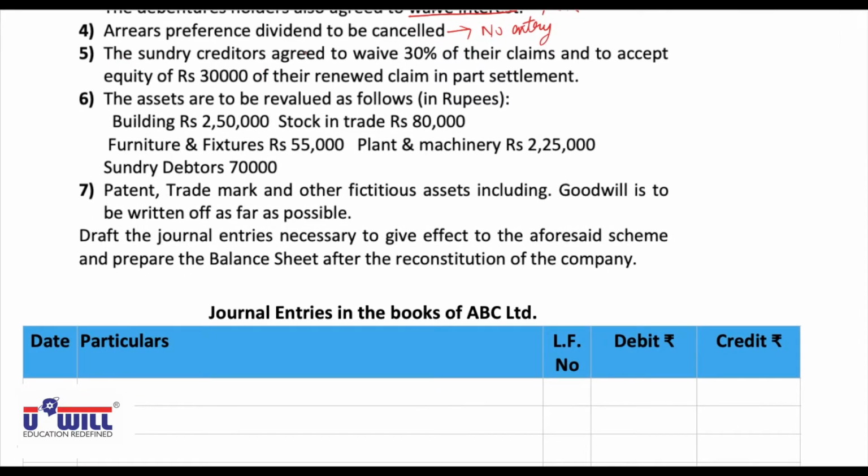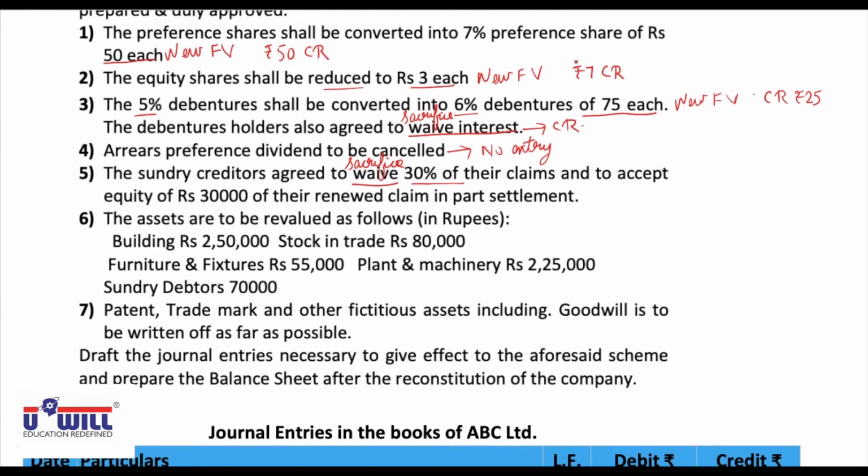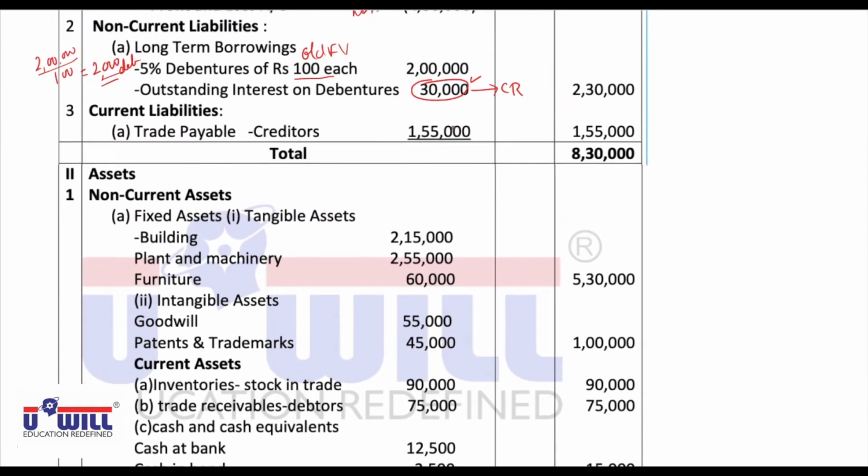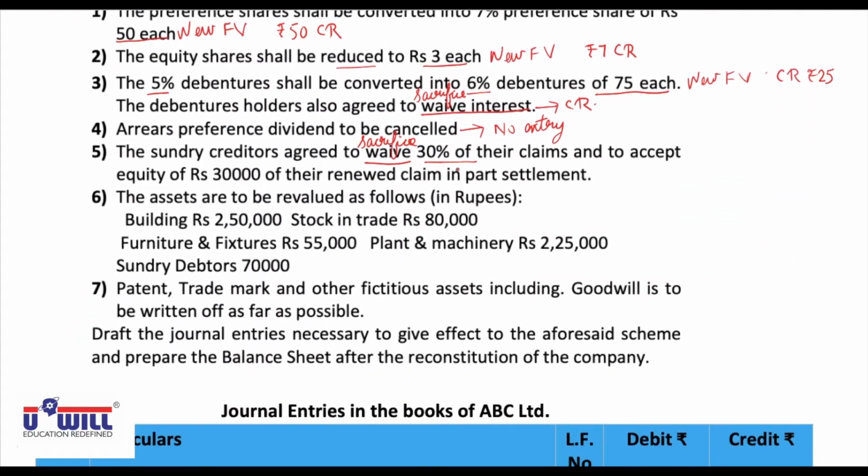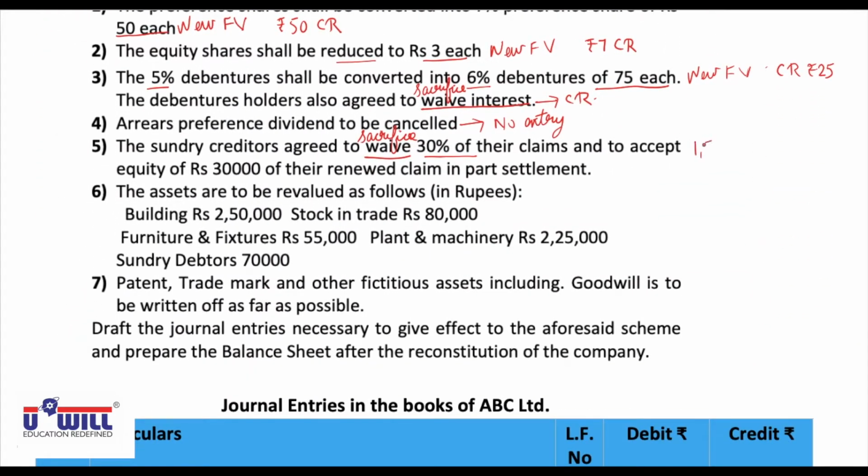The sundry creditors agreed to waive. So now all of you, what do you mean by the word waive? Sacrifice. Write down, sacrifice, 30% of their claims. 30% of their claims, where creditors are 1,55,000. So 30% of that they sacrifice. 1,55,000's 30% must be 46,500. That will be transferred to capital reduction.